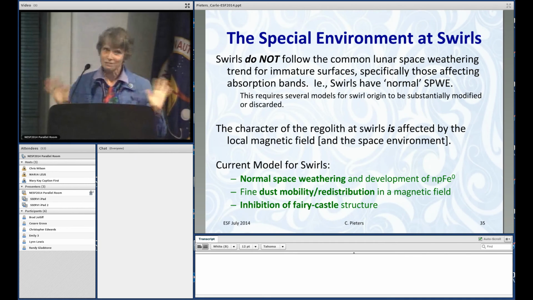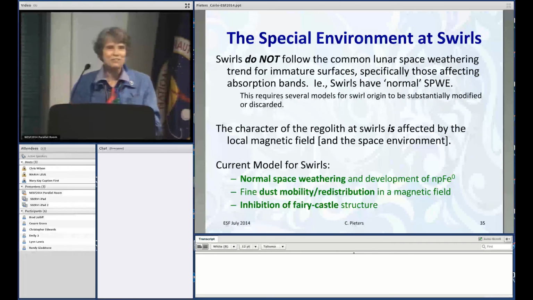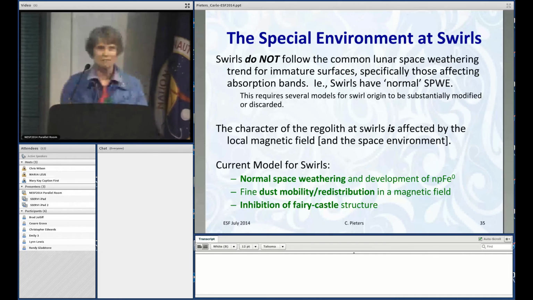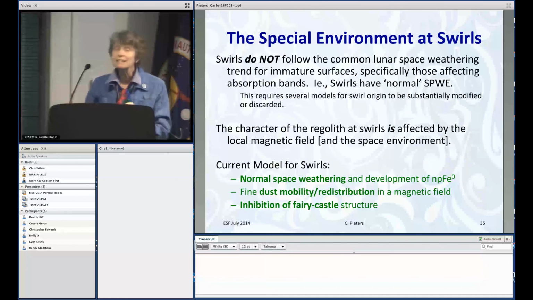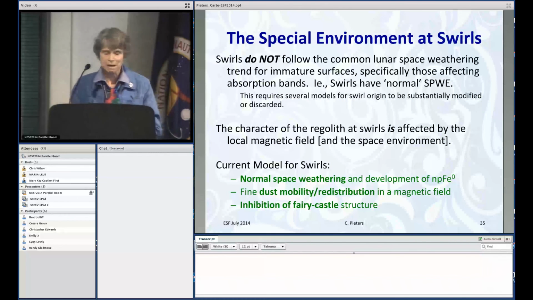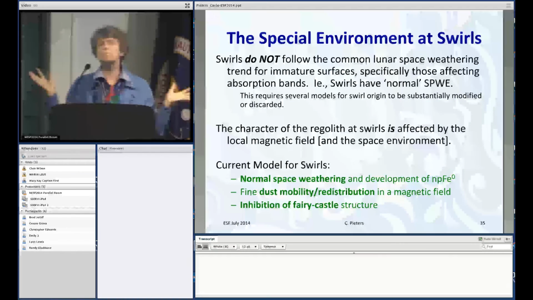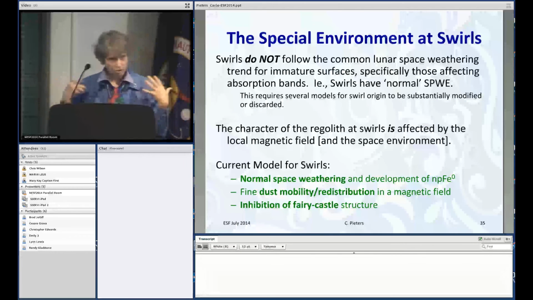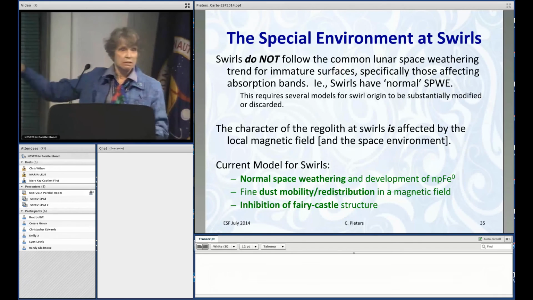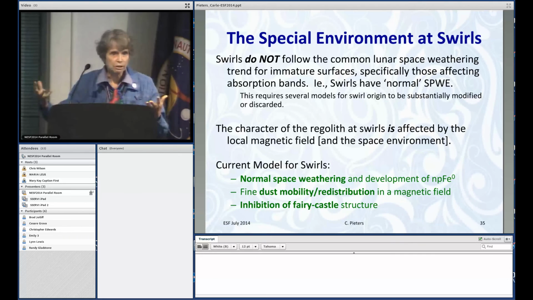Okay, swirls do not follow the common space weathering sequence that we see elsewhere on the moon. The character of the regolith that swirls is affected very prominently by the magnetic field in which it resides. And the current model really combines all these things. It now makes perfect sense. Normal space weathering does occur in these environments. However, in other words, development of nanophase iron occurs.